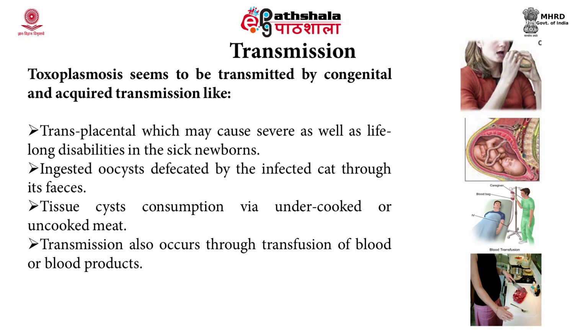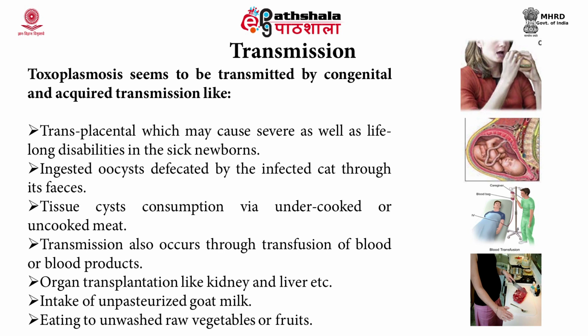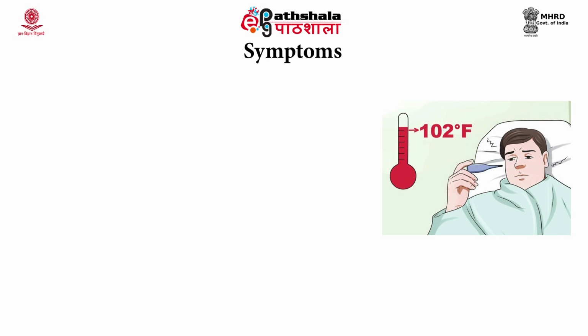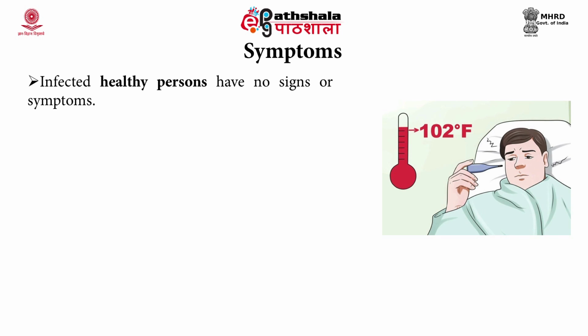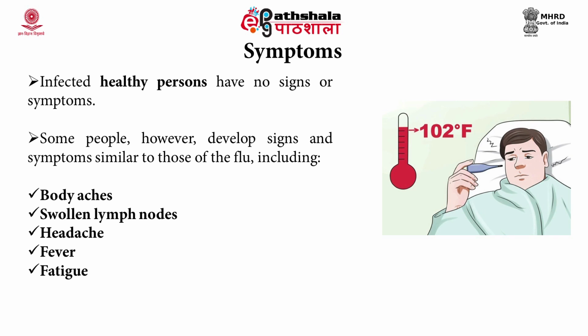Transmission also occurs through transfusion of blood or blood products, organ transplantation like kidney and liver, intake of unpasteurized goat milk, and eating unwashed raw vegetables and fruits. Symptoms of the disease: there are no signs or symptoms in the early stage, but some people develop signs and symptoms similar to those of flu, like body aches, swollen lymph nodes, headache, fever, fatigue, etc.